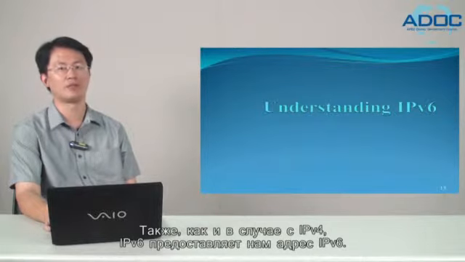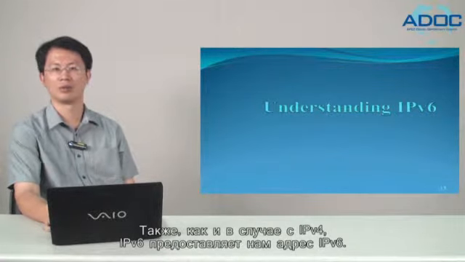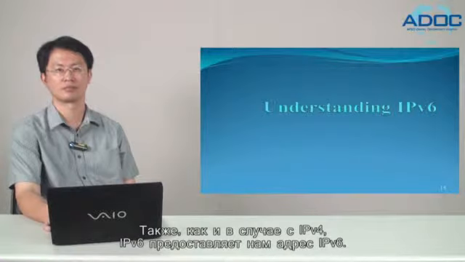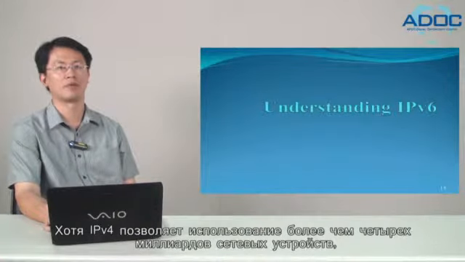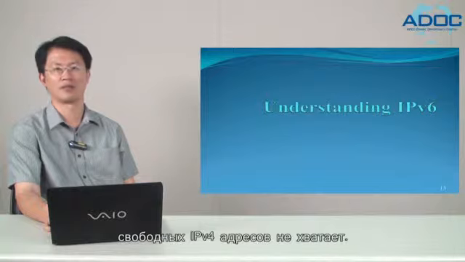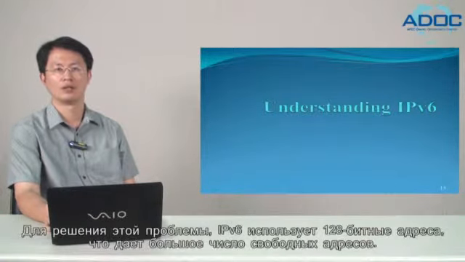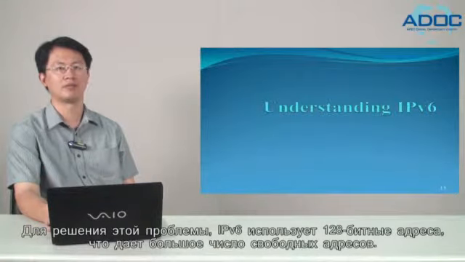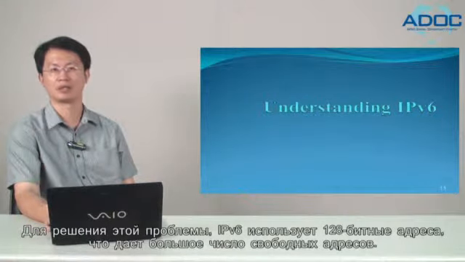And as with IPv4, the most important thing IPv6 gives us is the IPv6 address. Although IPv4 allows for more than 4 billion networked devices, the world is running out of available IPv4 addresses. To resolve this problem, IPv6 uses 128-bit addresses, and this allows for enough addresses.